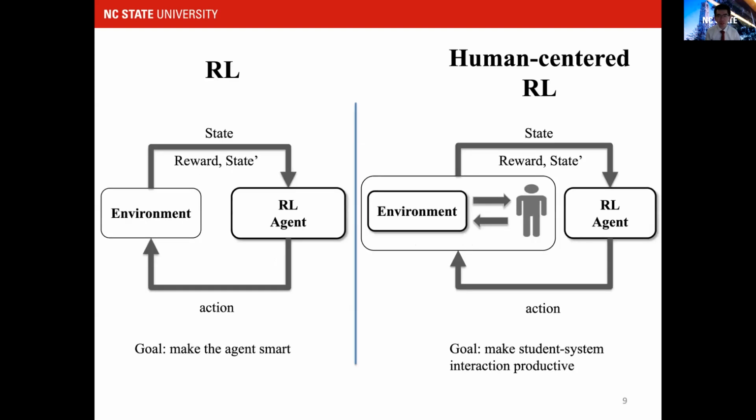Applying reinforcement learning to the ITS training cycle results in human-centered reinforcement learning, which is different from standard reinforcement learning. In standard reinforcement learning, the agent interacts with the environment to learn how to make effective decisions, and the ultimate goal is to make the agent smart. While in human-centered reinforcement learning, the agent takes pedagogical actions to control the interaction between the student and the environment. Here, the ultimate goal is to make student-system interaction productive.